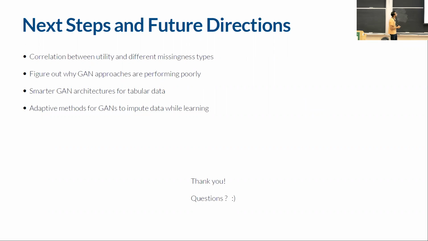And we want to figure out why GAN approaches perform so poorly. Is it only because of the task, or we didn't do a lot of hyperparameter tuning, maybe because of that? And we want to find smarter GAN approaches for this kind of tabular data. And we also want to find adaptive methods if there are any for these GANs.